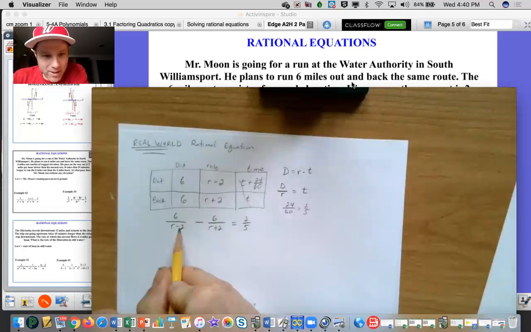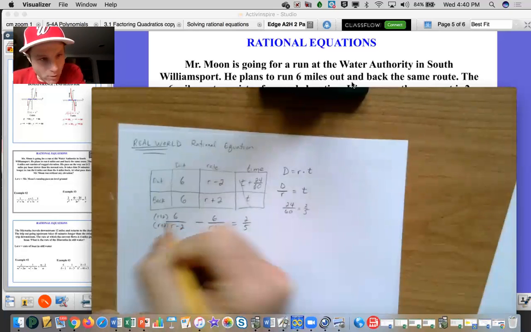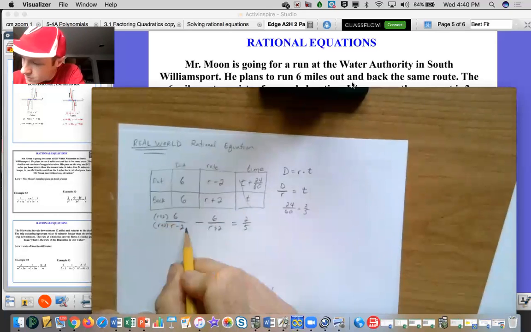So the common denominator for r minus 2 is r plus 2. So I multiply the top and the bottom by r plus 2 over r plus 2. And the common denominator for r plus 2 is r minus 2.